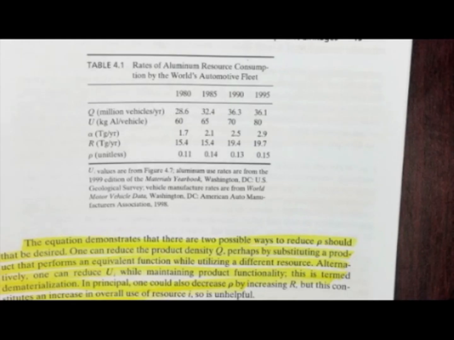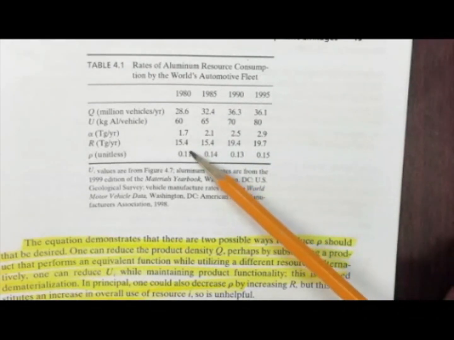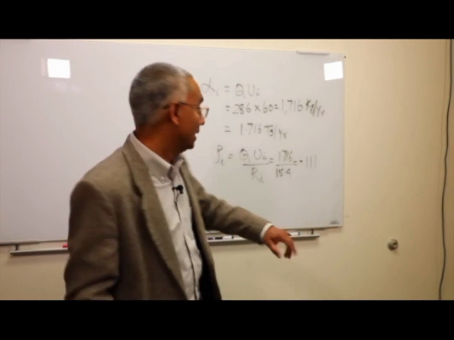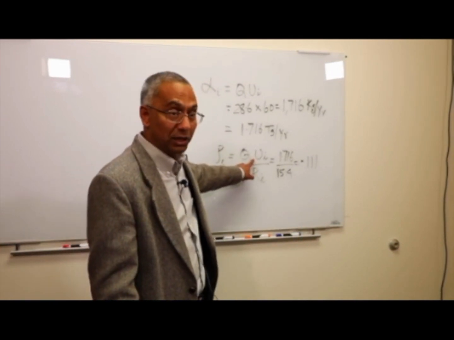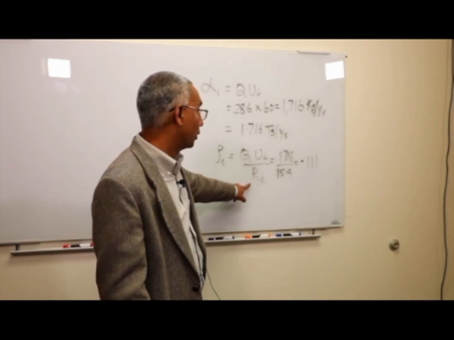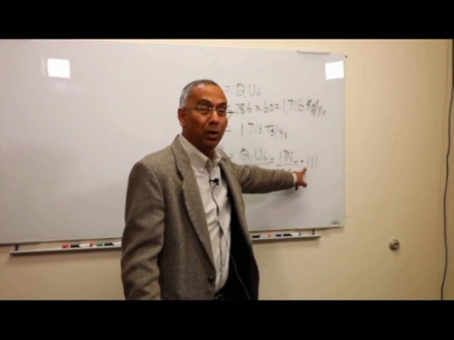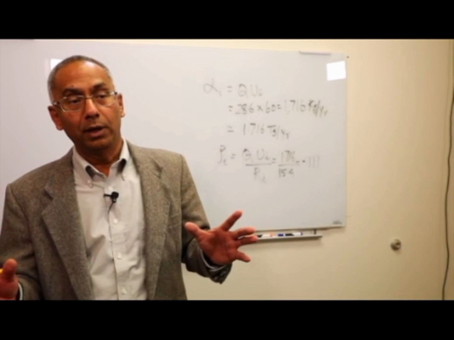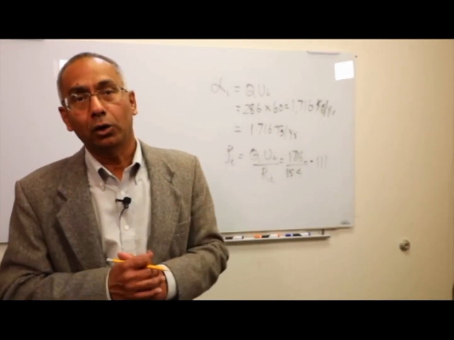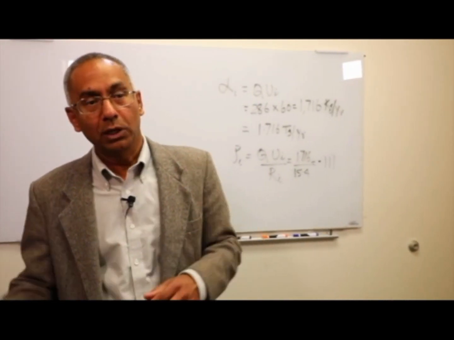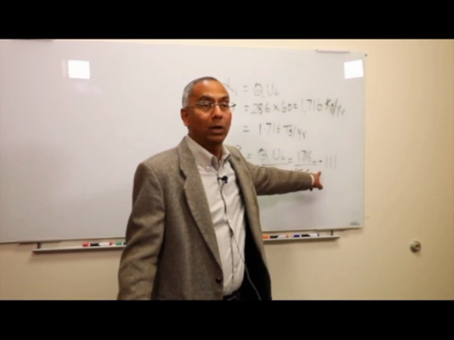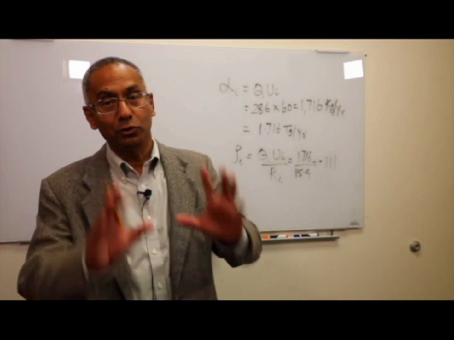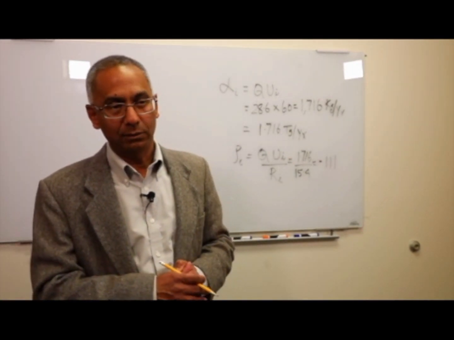R here, 15.4, shows aluminum used for all purposes. This gives you aluminum used just for automobiles. This is for all. So when you divide, it's 0.11, which means 11% of aluminum in 1980 was used in the automotive sector. The rest was used elsewhere. Now, if this is equal to 1, what does it mean? It would mean that all of the aluminum consumed in 1980 was used by the automotive sector.